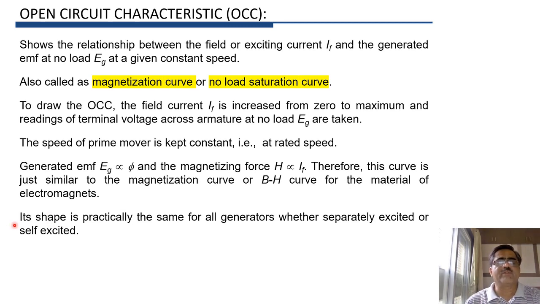The shape of this curve is almost same for separately excited as well as for self-excited DC generators. So OCC is same for all generators, whether the generator is separately excited or self-excited.